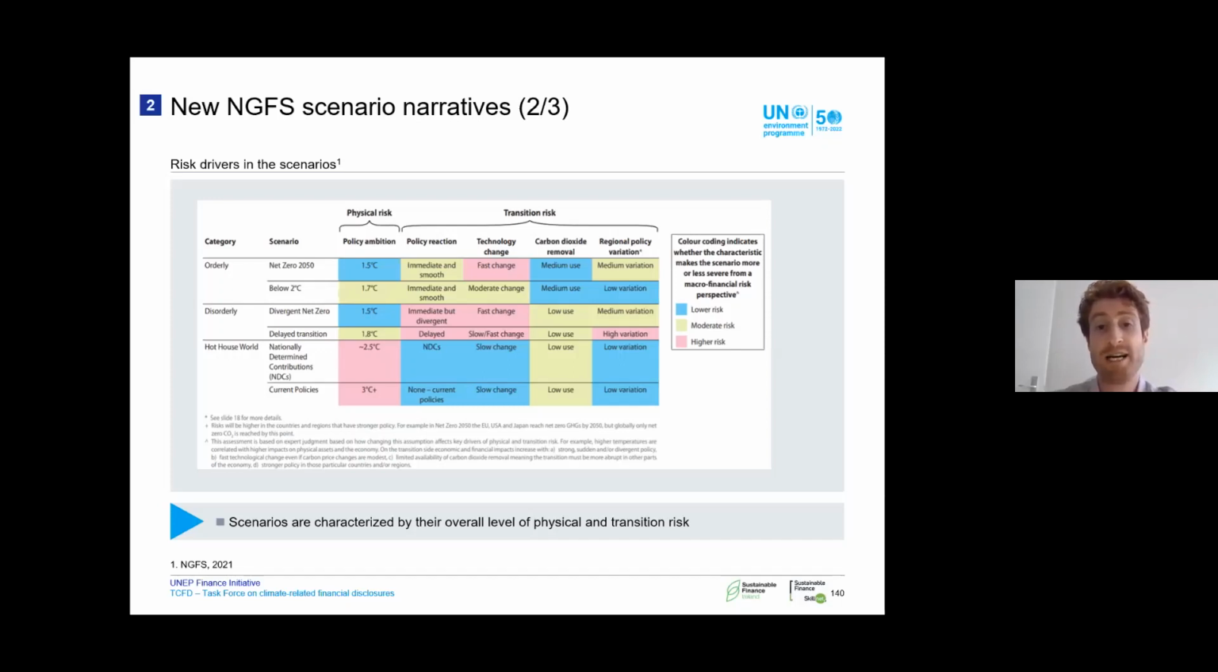On the transition side, the speed of the policy transition can indicate how much risk you're likely to face. The level of technology change can be potentially disruptive, even if that is a positive. And then in terms of carbon dioxide removal, the more carbon dioxide removal you assume, the less you need to cut emissions today, because they can be removed later. So all of those are, I think, important points to make.